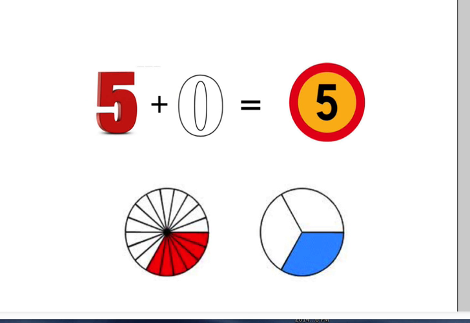I can do the same thing with adding or subtracting numbers, or by showing fractions of numbers. Here I have 5 plus nothing equals or is the same value as 5. That is true. Down here I have two fractions. This fraction shows 1/3. This fraction shows 6/18.